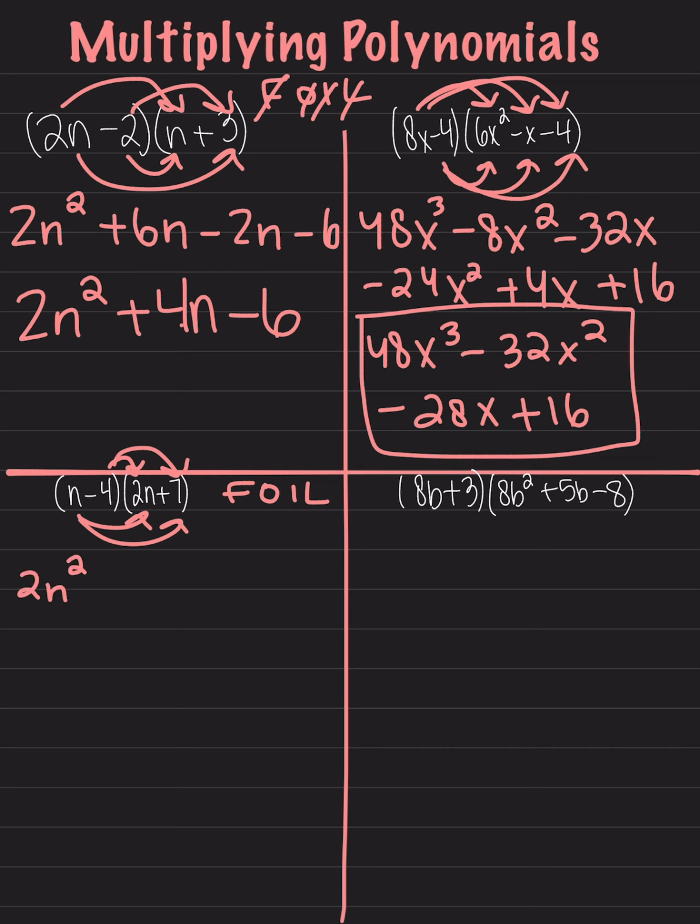Outer is n times positive 7, which is positive 7n. Inner is negative 4 times 2n, which is negative 8n. And lastly, we have negative 4 times 7, which is negative 28.